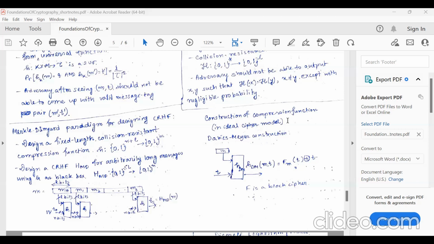And when we say it's an oracle access, then it is assumed that the underlying algorithm of the block cipher F is hidden from the adversary. It is just accessing the output of the block cipher. With this assumption in the ideal cipher model, this Davies-Meyer construction is collision resistant, and of course it is a compression function. Using such a compression function, you can further apply the Merkle-Damgard paradigm to design a collision resistant hash function.